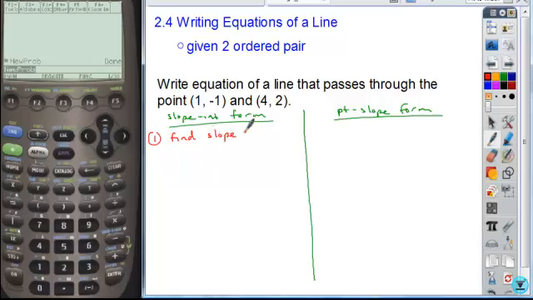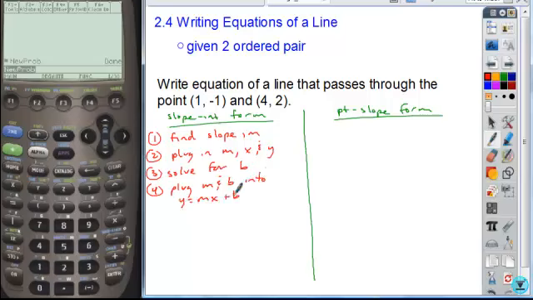So you'll find the slope first, and then what you'll do is plug in the slope, the x, and the y. Solve for your b value, and then you'll plug in the slope and the b value into the y equals mx plus b form.